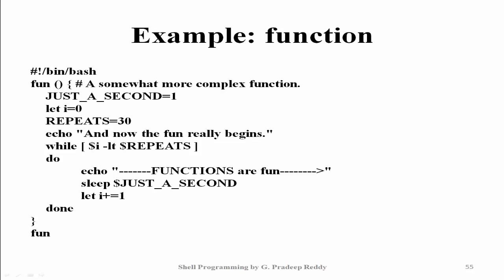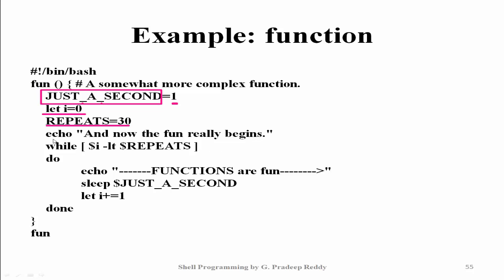Here you have an example for a function. Here you have assigned just_a_second value as 1. If you are going to declare a variable, there should not be any spaces in between. Here the user is using an underscore symbol. By using the underscore symbol, you are going to assign the value 1. So now initially let i equal to 0. Now it is going to repeat, the value is 30 we have given. It means you can specify depending upon your requirement.